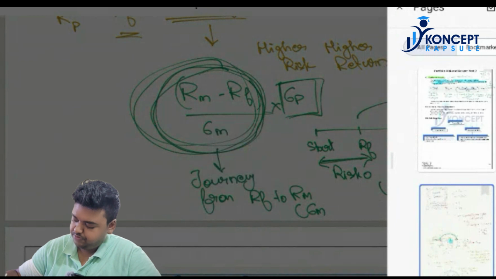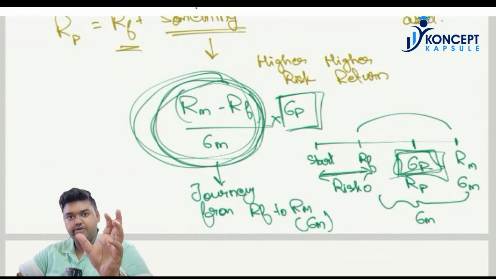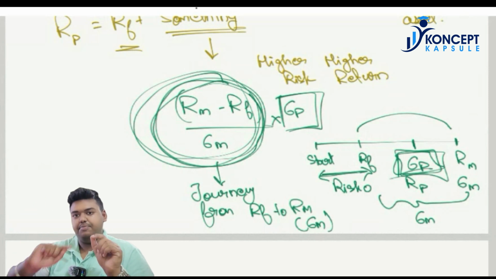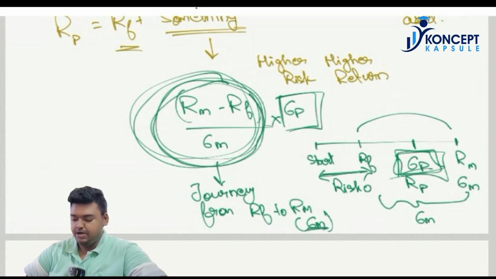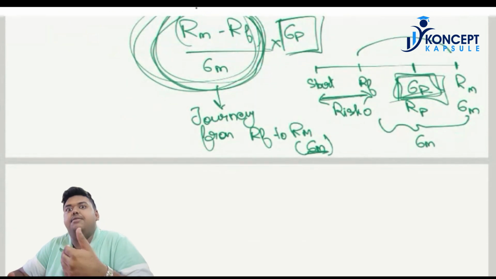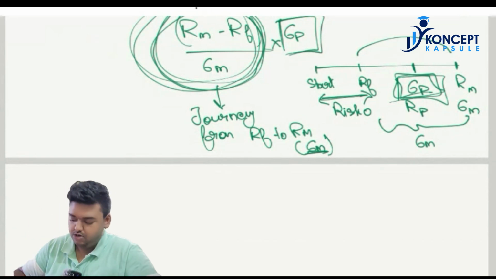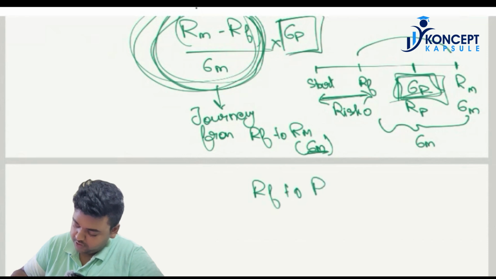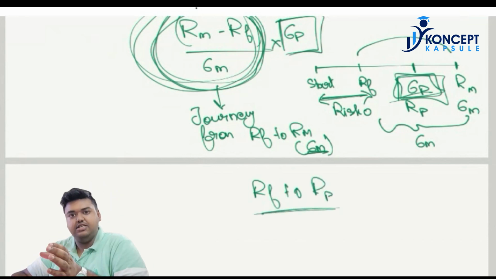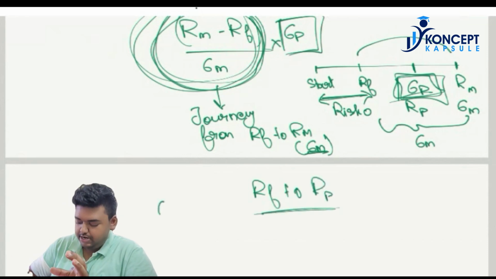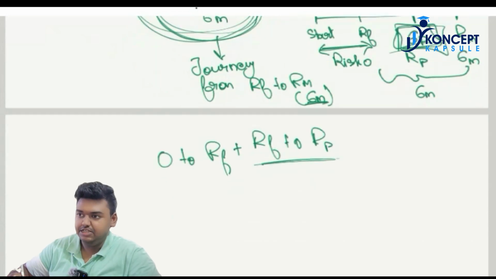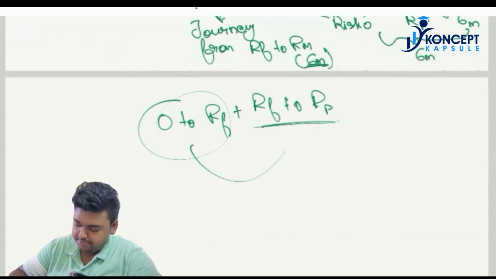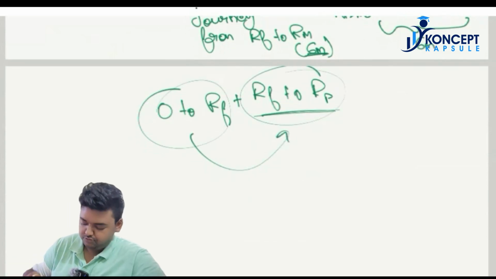Guys, this is a very conceptual discussion we are doing. We were traveling from RF to RM and the fuel we needed is sigma m. Now suppose we don't have sigma m fuel but we have sigma p. So can we say the journey that we will travel is from RF to RP? RF to RP is the journey, and we have already done the journey from 0 to RF. If we add it, can we say the journey that we cover is from 0 to RP? That is what we are doing over here.